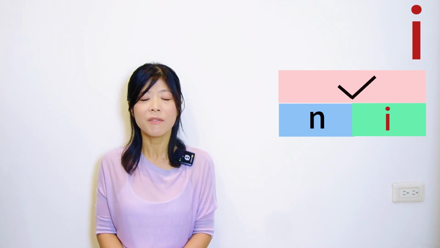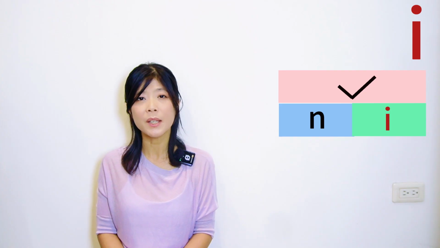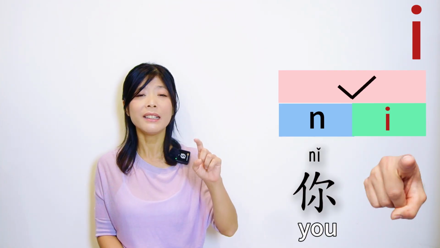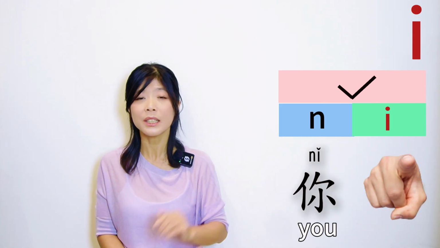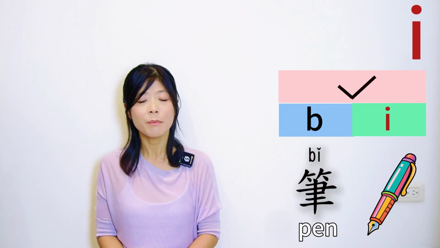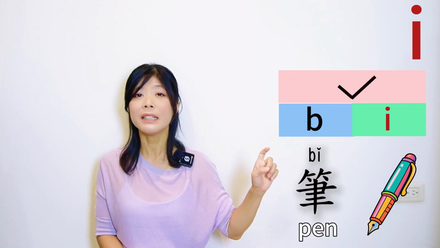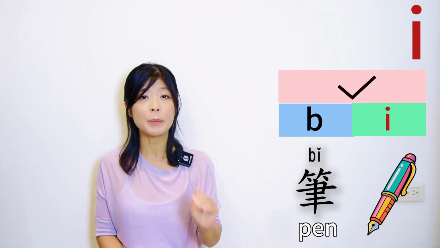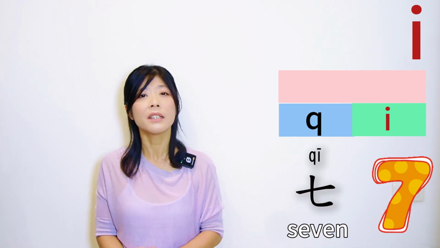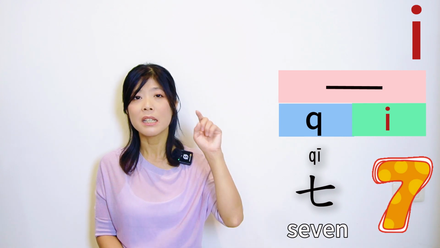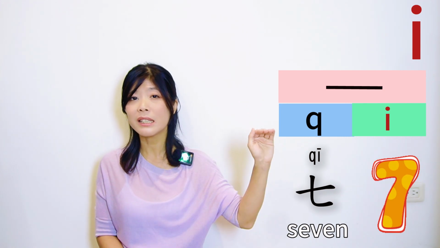If the initial is N and the tone is the third tone, which is the falling rising tone, how would you say it? You got it. Ni. Now let's switch the initial into B and the tone remains the same. It's B, I, bi. Last one. The initial is Qi and the tone is the first tone. It's Qi.